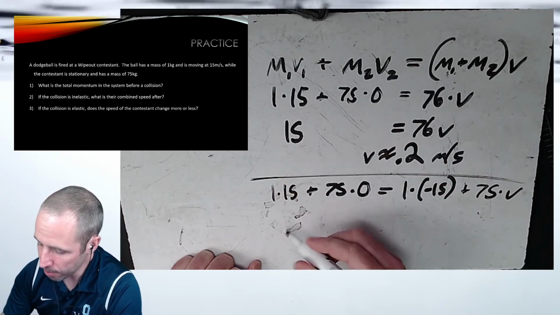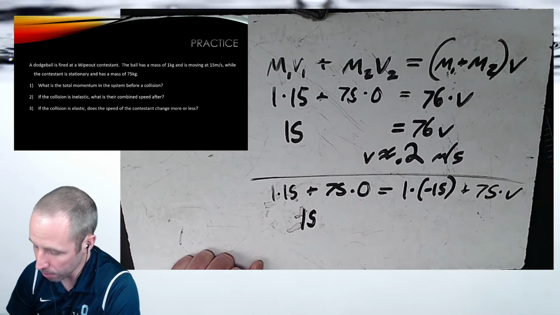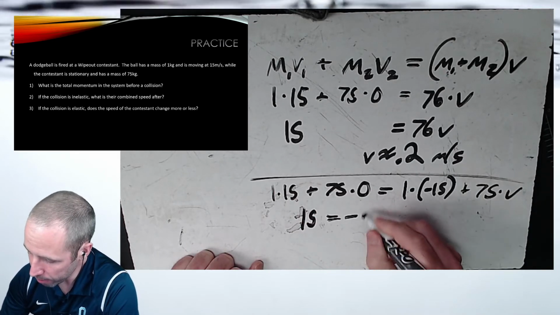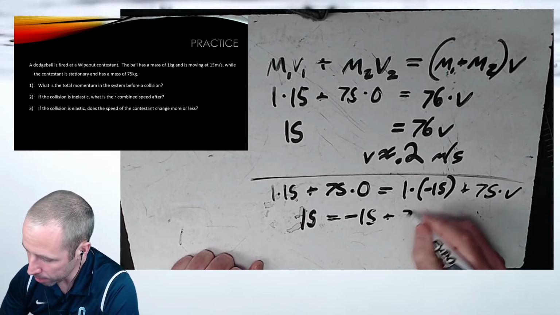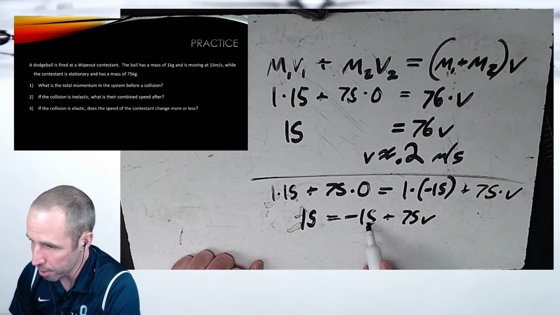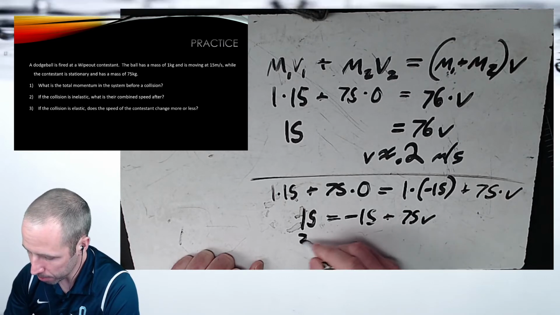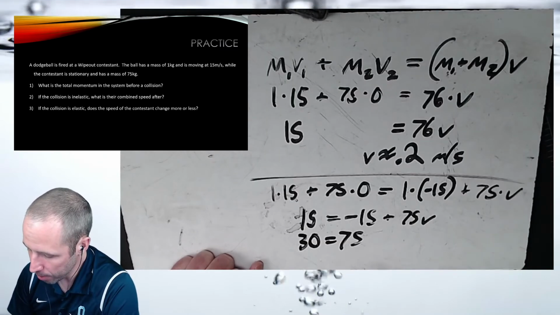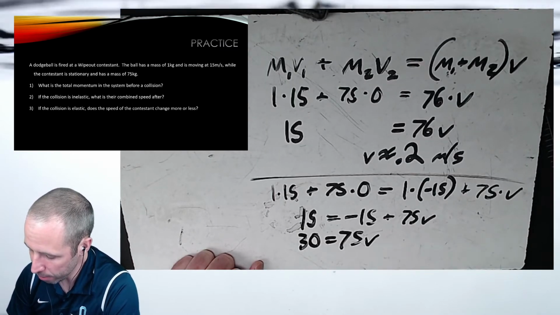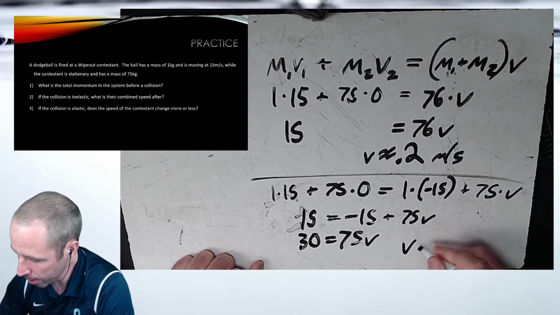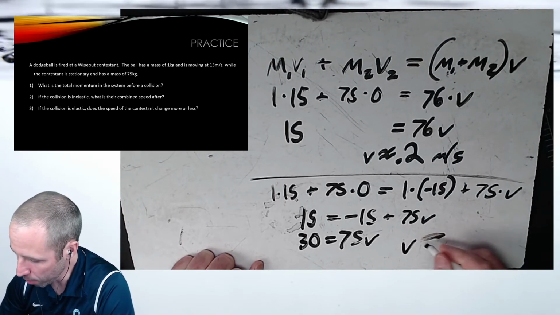Okay, so this total comes out the same still. On this side though, now we have negative 15 plus 75v. I'm going to add 30 to both sides. I'm sorry, add 15 to both sides. I'll get 30. I'm going to divide both sides by 75, and I get 0.4.